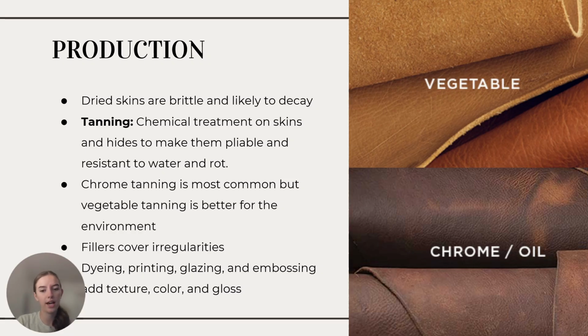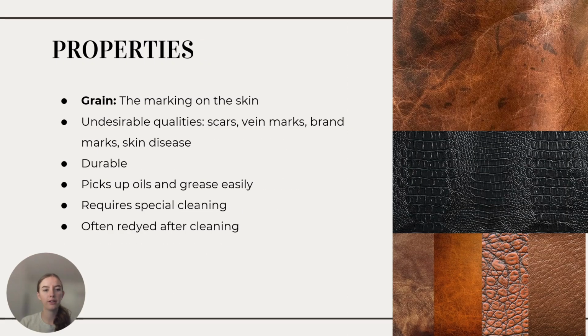So after the hide is tanned, they'll usually have a filler that covers imperfections in the hide, and then it can be dyed, printed on, glazed, or embossed, and this just will add texture, color, and gloss to the leather to make it a more finished product. So a big thing about leather is the grain. The grain is just the marking on the skin, and that varies depending what animal the leather came from.